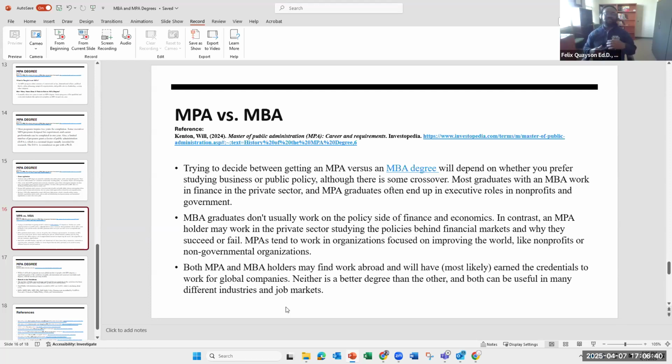So if you're talking down on the MPA because you think the MBA is the right degree for you, or you are talking down on the MBA because you think the MPA is the right degree for you, you've got news. Neither is a better degree than the other, and both can be useful in many different industries and job markets.